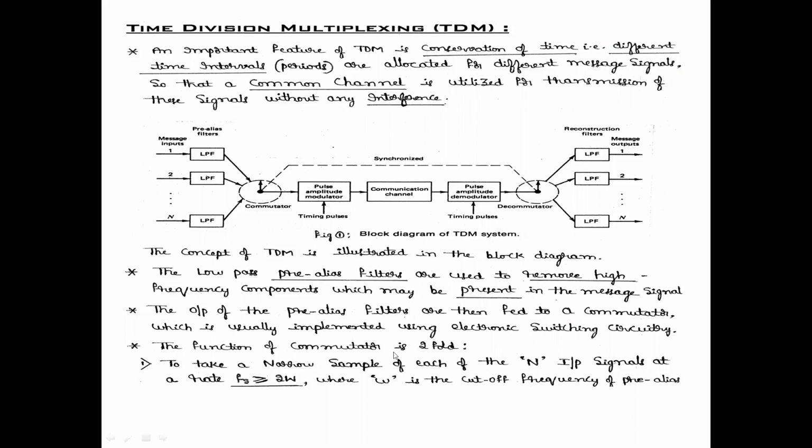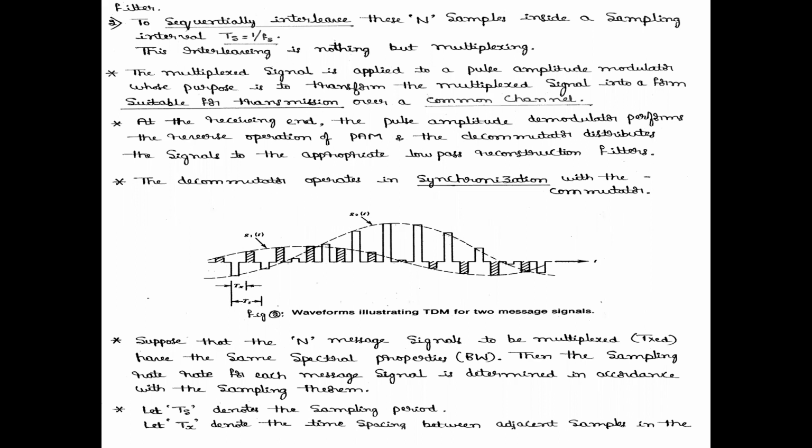The function of the commutator is twofold. First, to take a narrow sample of each of the n input signals at the rate of fs greater than 2W, where W is the cutoff frequency of the pre-alias filter. Second, to sequentially interleave these n samples inside a sampling interval Ts equal to 1 by fs, where fs is the sampling frequency. The interleaving is nothing but multiplexing.